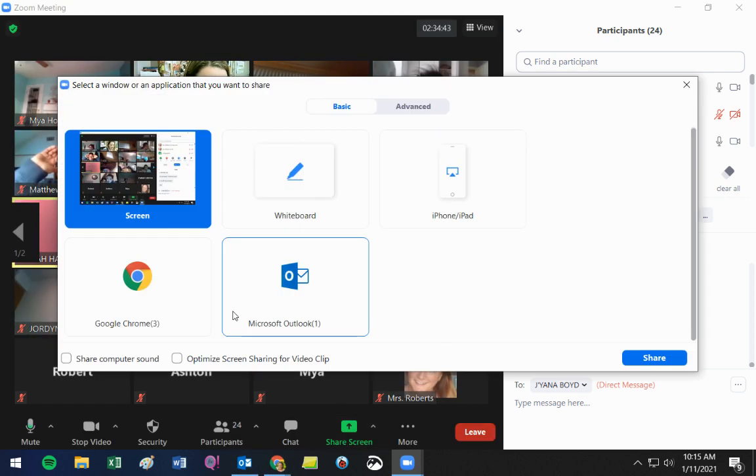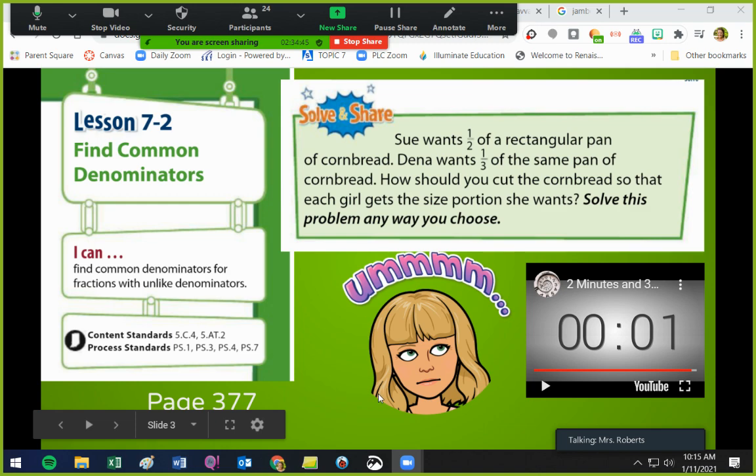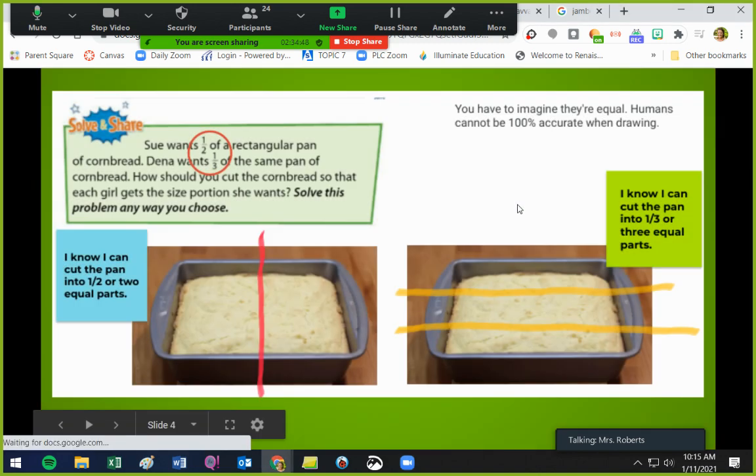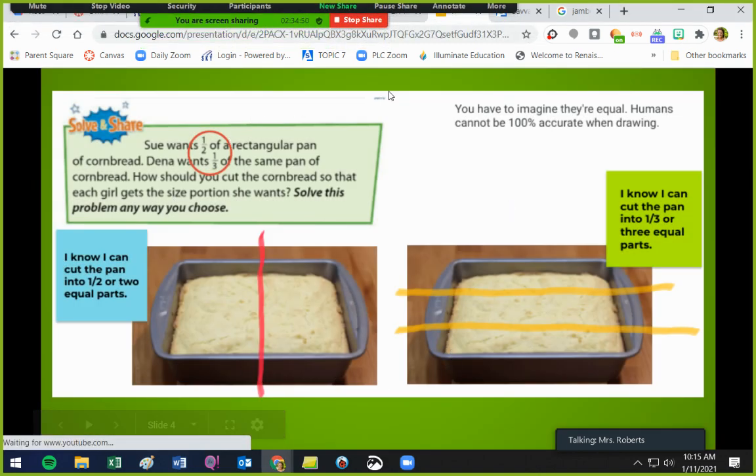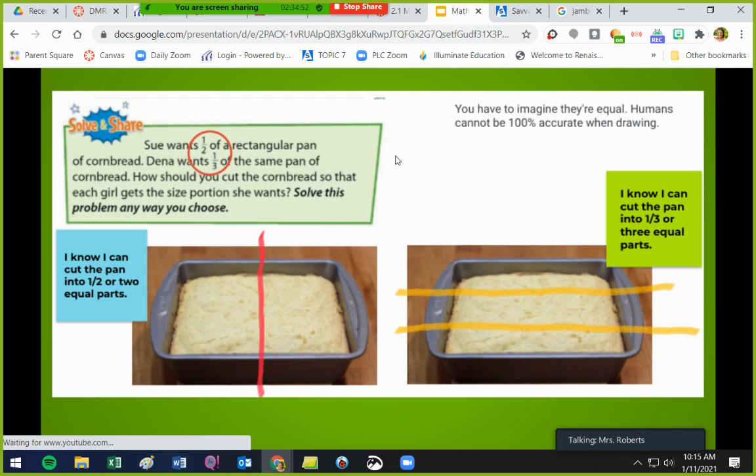Okay. All right. So let's look and see. Sharing my screen. Okay. So here's what I came up with. Oh, I also want to point out as we start to do these fractions and we're drawing and partitioning, it's very easy to make a mistake, okay? Because we're humans, we're not robots, we're not computers, we can't be exactly perfect, okay? So you have to imagine that when I cut this down the middle, this is half, and when I cut it like this, this is a third, meaning you have to imagine that these are equal.